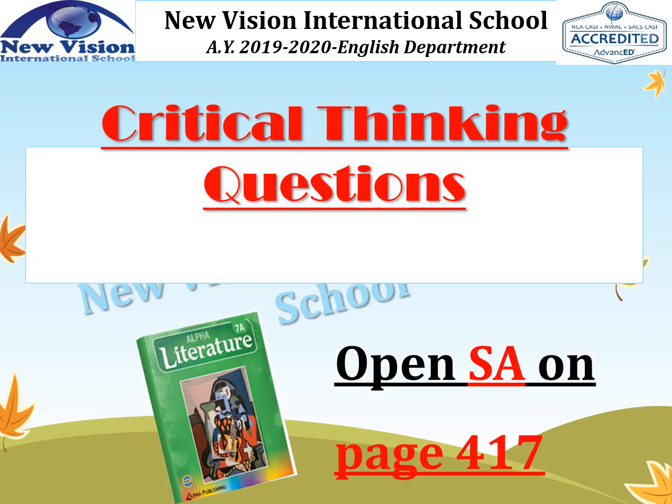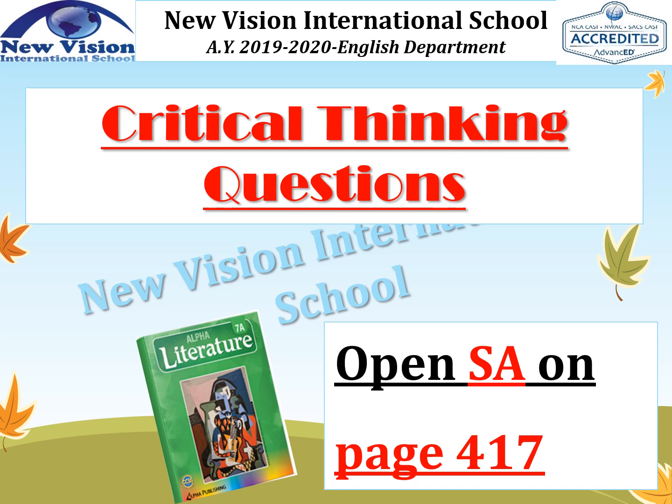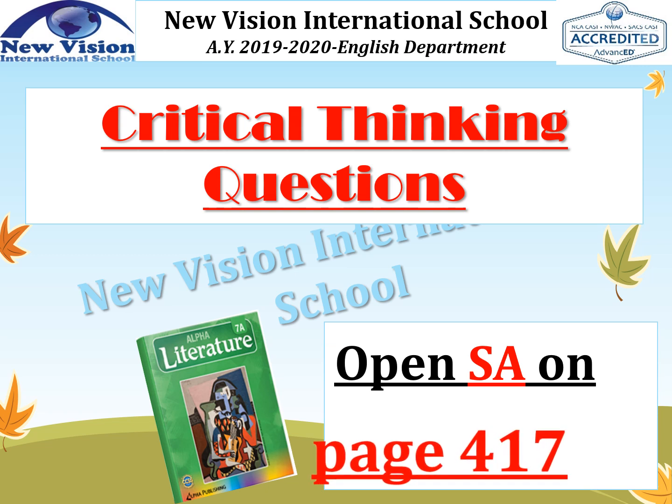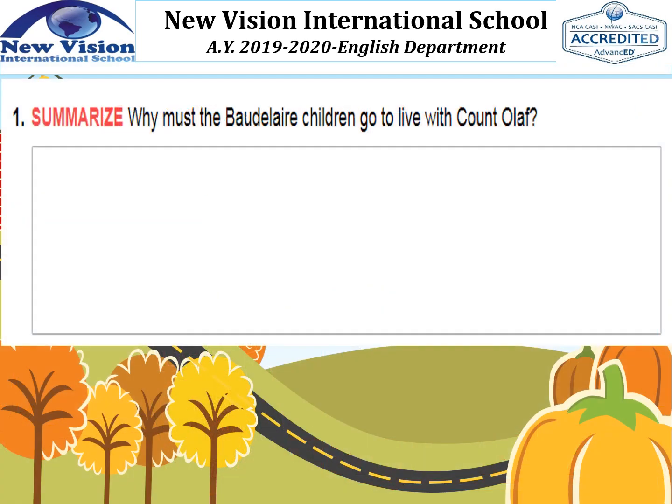And now, students, as you are done reading, let us answer your critical thinking questions found in your student anthology on page 417. For the first one, summarize why must the Baudelaire children go to live with Count Olaf. Start thinking for your response and write it on the space provided for you.